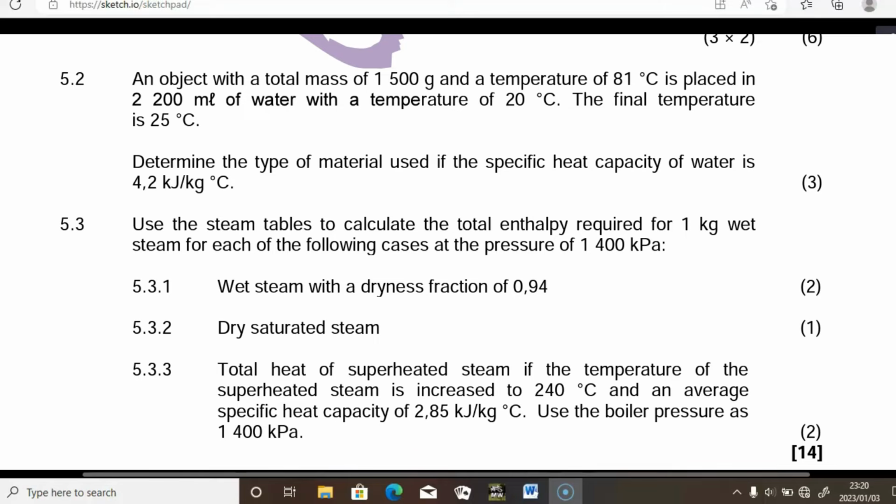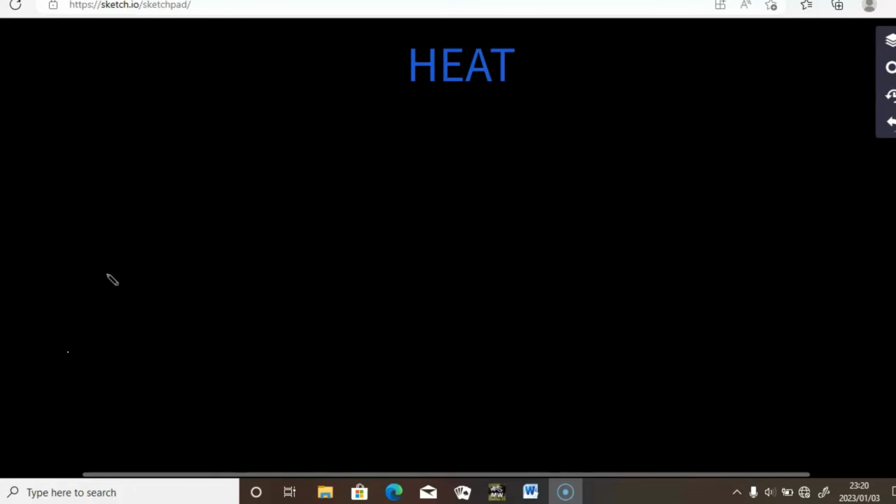5.3 reads as follows. Use the steam table to calculate the total enthalpy required for 1 kg wet steam for each of the following cases at the pressure of 1400 kilopascal. So when we are dealing with questions involving steam, we will be working with something we call the steam table. The steam table contains almost everything that you need to perform questions on steam.